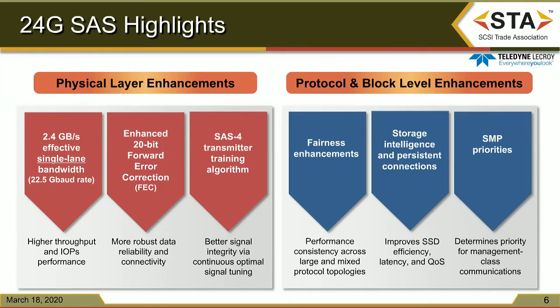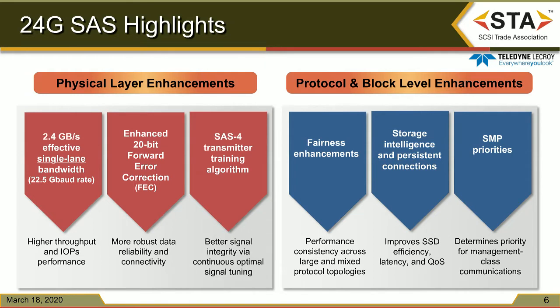This slide is a quick overview of some of the highlights of 24 gig SAS. These are some of the changes that have been made from 12 gig SAS to 24 gig, in particular in the physical layer as well as the protocol block level. The physical layer enhancements include doubling the effective bandwidth from 12 gig with improved encoding and adding 20-bit forward error correction, also called FEC. These enhancements deliver higher IOPS and bandwidth performance, as well as improved reliability.